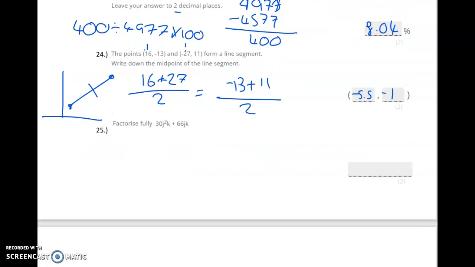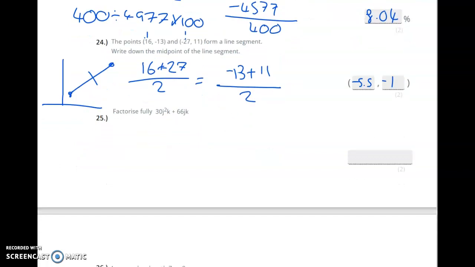Factorise fully. We've got 30j squared k plus 66jk. So what goes into 30 and 66? We can get 6 into them both, so we'll go with 6. We can also get a j into them both, and also a k as well. So how many 6s go into 30? It's going to be 5. And then we're left with 1j, so 5j.